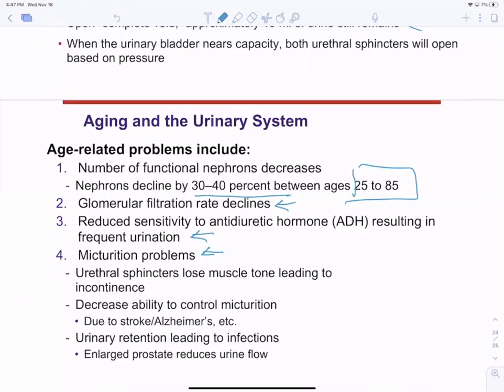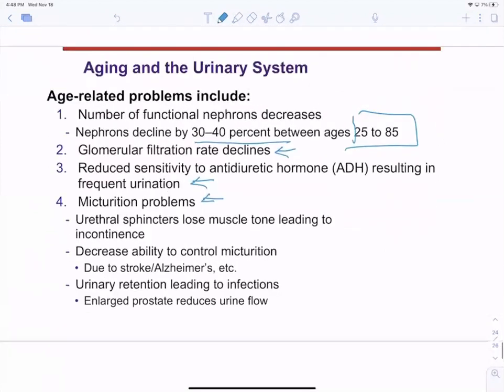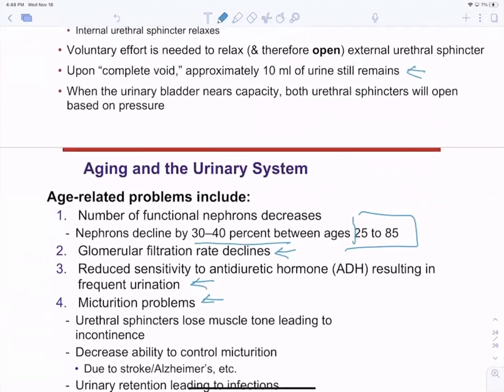Micturition problems, we would call it incontinence, not being able to hold your urine. Prostate problems can cause that. Number of vaginal deliveries can increase a woman's rate of becoming incontinent. So really fun stuff. And then our last lecture will carry on from there because we're going to be talking about the reproductive system.